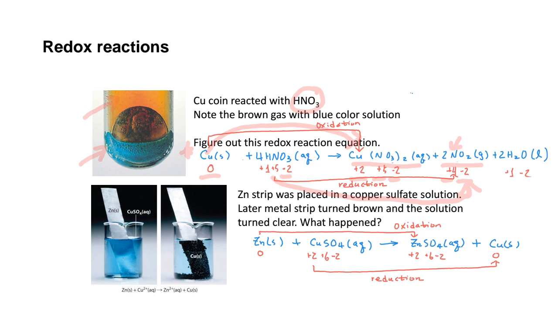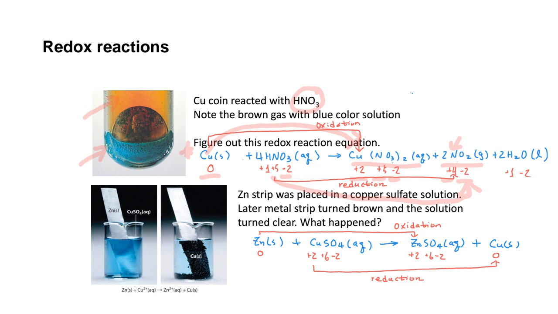So what is happening here? We have a completed balanced reaction equation here. Zinc and copper sulfate are our reactants, and zinc sulfate and copper are our products.